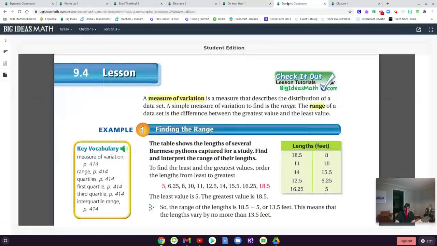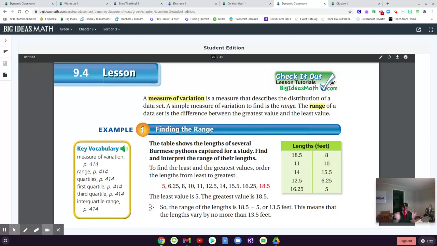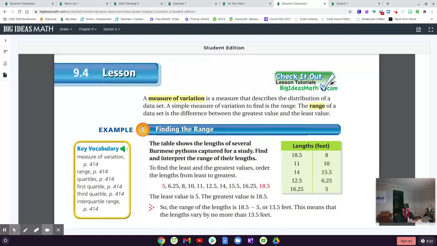All right, it is now your turn to take some notes. Range is called a measure of variation, and it basically describes how data is distributed. There are other measures of variation called interquartile ranges. We are not going to get into that; that will be later, next year or the year after. All that we're going to do for 9.4 is range.